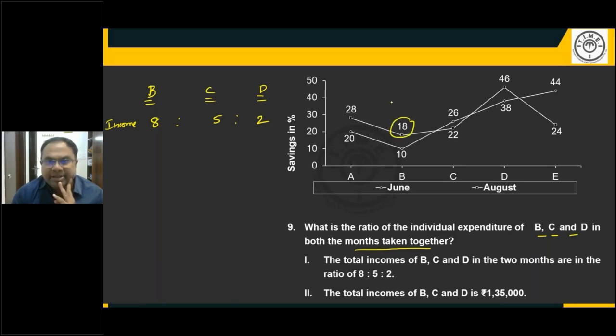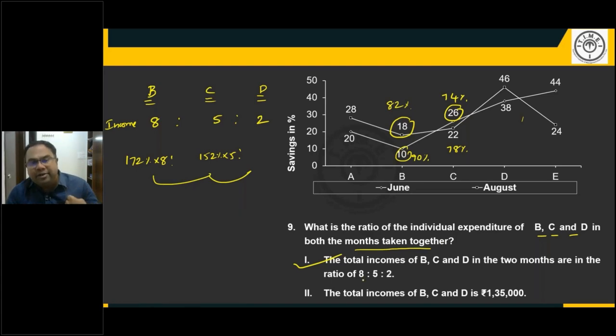In both the cases, 18 means it is 82. This is 10 means this is 90. So 82 plus 90 is how much? 172%. So expenditure of B will be 172% of 8. Actually, no need to calculate. It is 74%. This is how much? 78%. 78, 82, 152% of 5. If I solve this way, you can find out D also. I'll get the ratio number. Statement 1 alone is sufficient. He's not asking you actual value, he's asking you ratio only. So it is 8 parts, 5 parts, 2 parts. You take 8x, 5x, 2x.